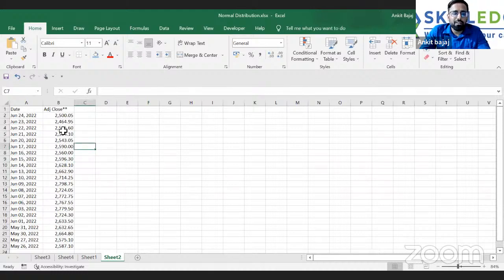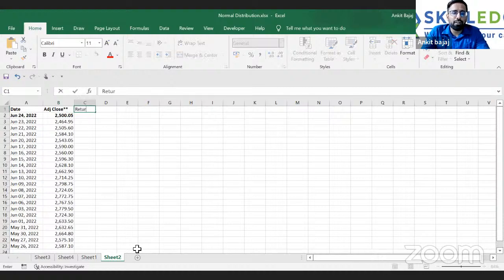So first, this is the share price data, right? On 26th May, the share price of Reliance was 2,587. Then you can see every day the price is changing, right? And today the current price is 2,500. This data is for 24th June. So what is the current price? Current price is 2,500, right?